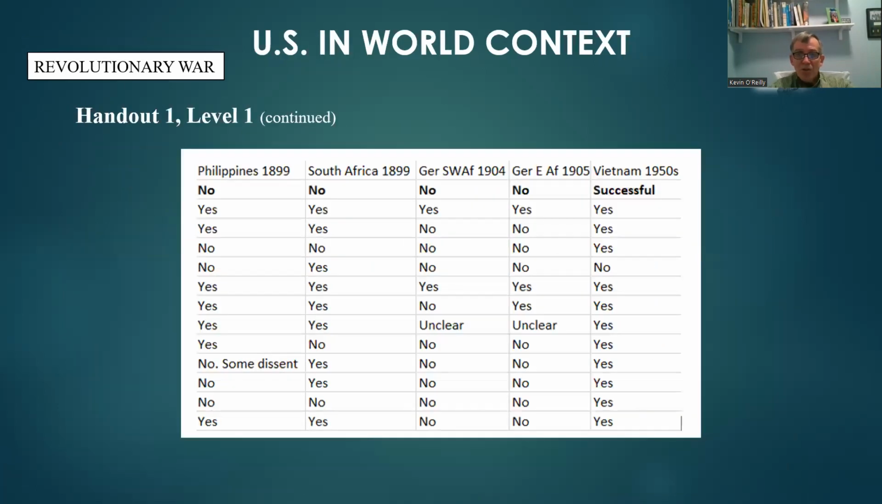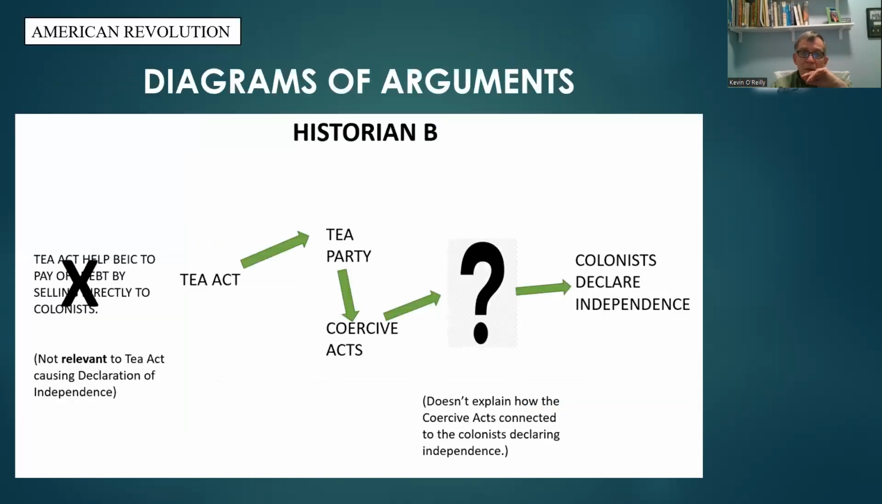This is the rest of the chart, and I had done research on rebellions in Africa. So there's a number of them in Africa where you can look at what happened there and compare. So here students are looking at the world context.